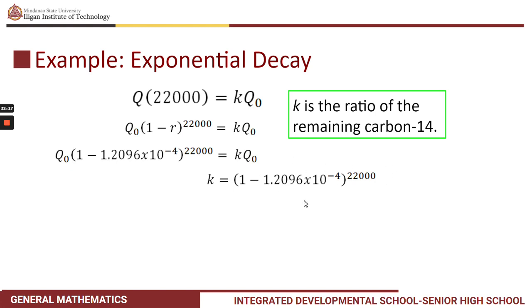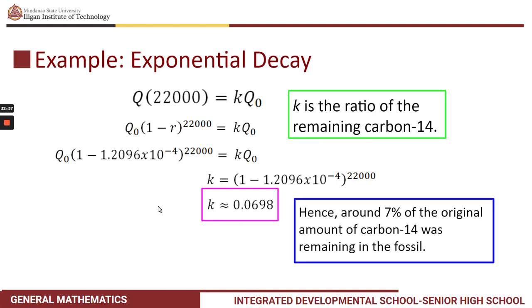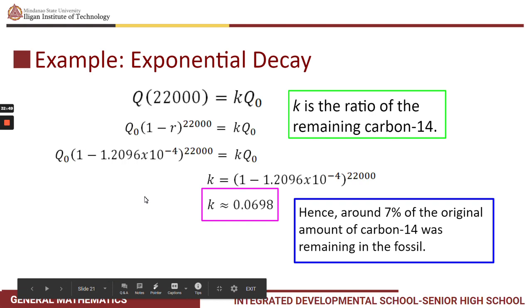So if you solve that, you will get an approximation of 0.0698. So that's our ratio, no? What remained or was left of the carbon 14 in our fossils. So therefore, it is a percentage that we are looking for. So meaning around 7% of the original amount of carbon 14 was remaining in the fossil. So that's how you solve that, okay? I hope that you follow.